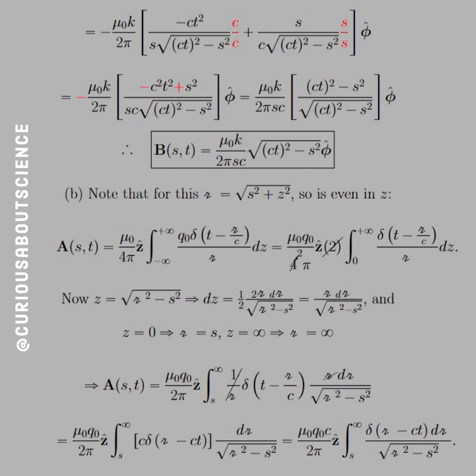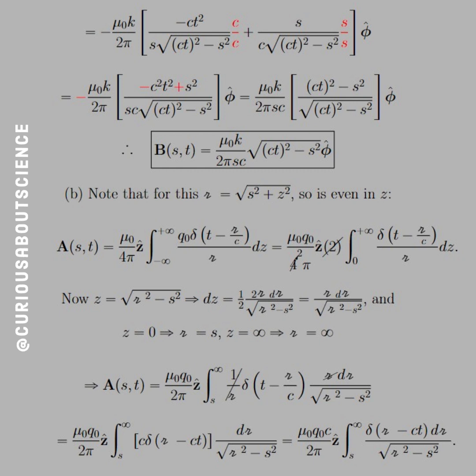In part B, we note that for this, script R is equal to the square root of s squared plus z squared, so it is even in z, okay? Remember, part B was looking at a sudden burst of current. That being said, the Dirac delta again has to be evaluated at the retarded time. Since the news has to travel at the speed of light, the retarded time tells us the field that we're measuring came from the source at some other point. All right, so everything is with respect to the retarded time. Again, it's symmetrical, so we use the 2 again to reduce everything down, doubling it.